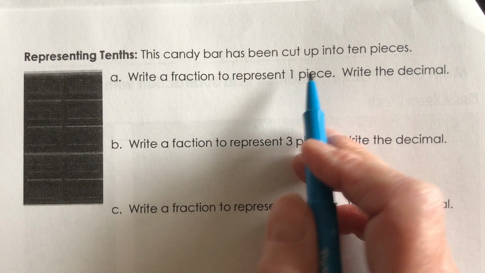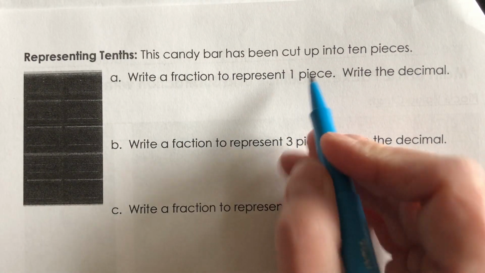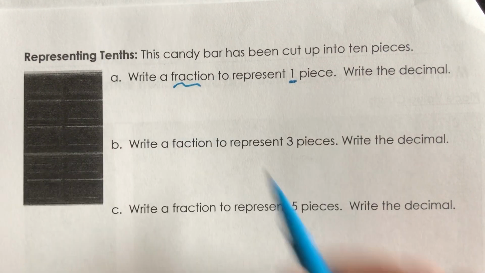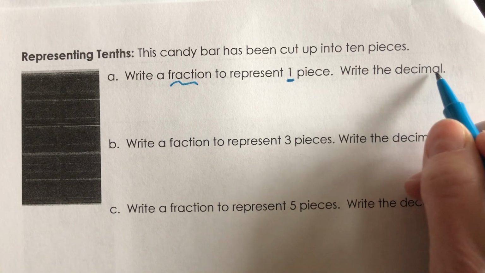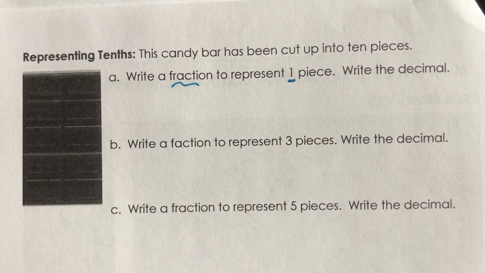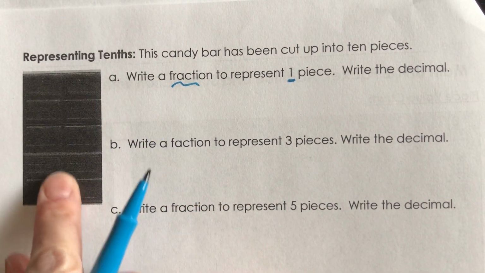This candy bar has been cut up into 10 pieces. This says to write a fraction that represents 1 piece. So write a fraction that represents 1 piece, and then we're gonna write the decimal after that. So kind of just what we did with the hundredths, going from fraction to decimal, but this time it's representing tenths. So right now, this is 1 whole candy bar.